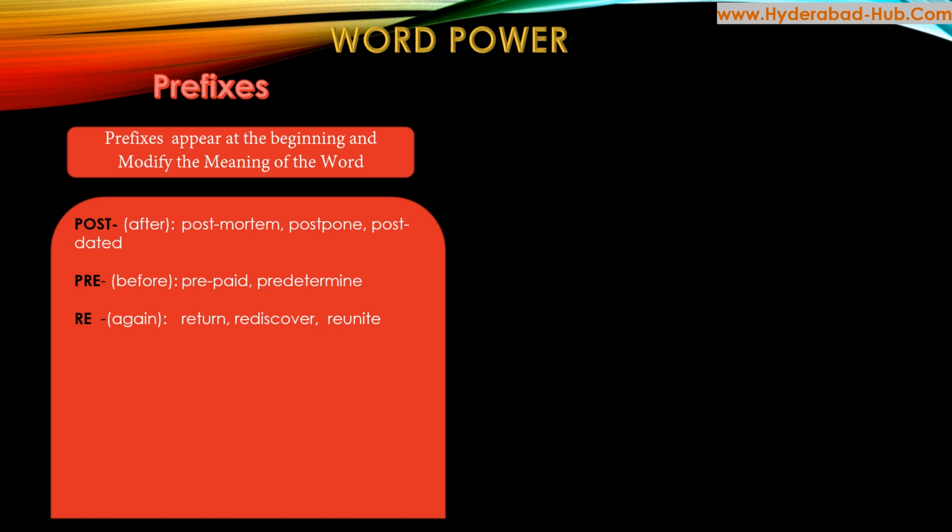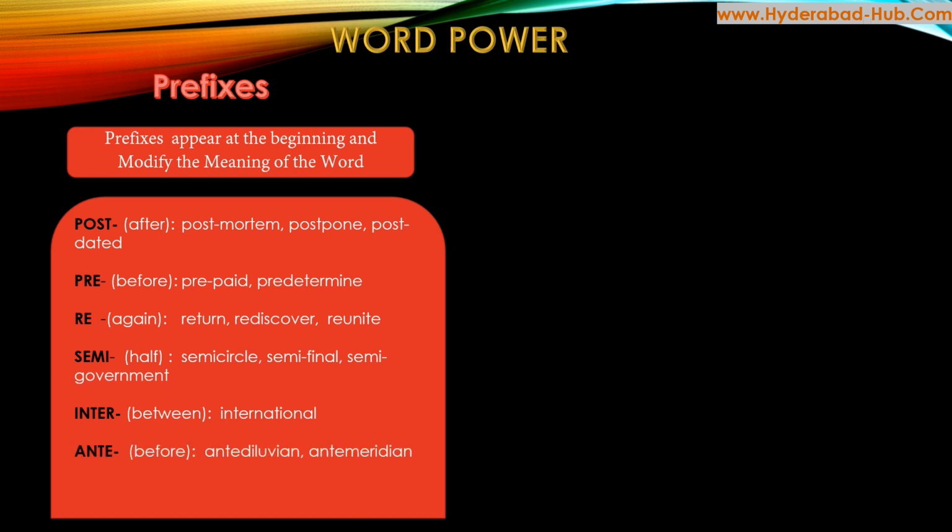Semi. Meaning half. Example: semicircle, semifinal, semi-government. Inter. Meaning between. Example: international. Ante. Meaning before. Example: antediluvian, antemeridian. Anti. Meaning against. Example: antidote.